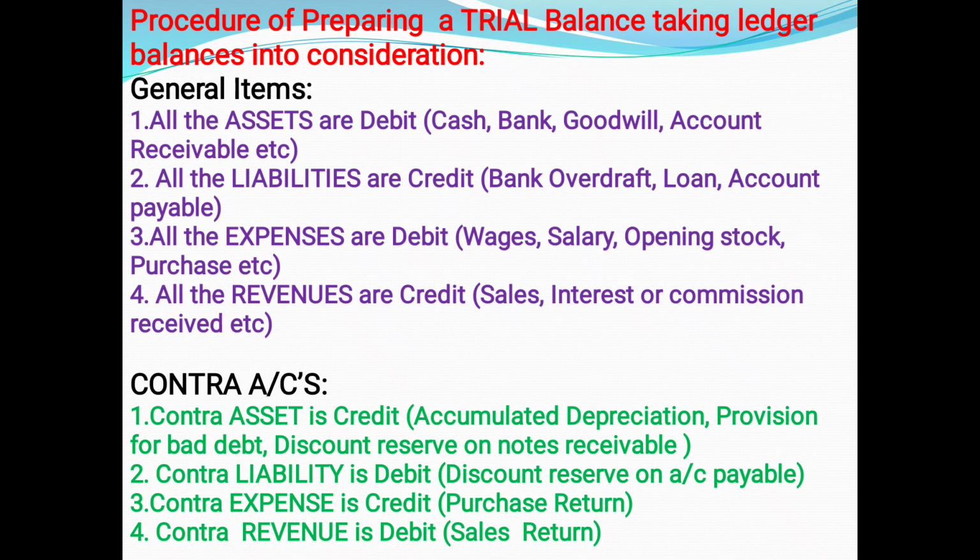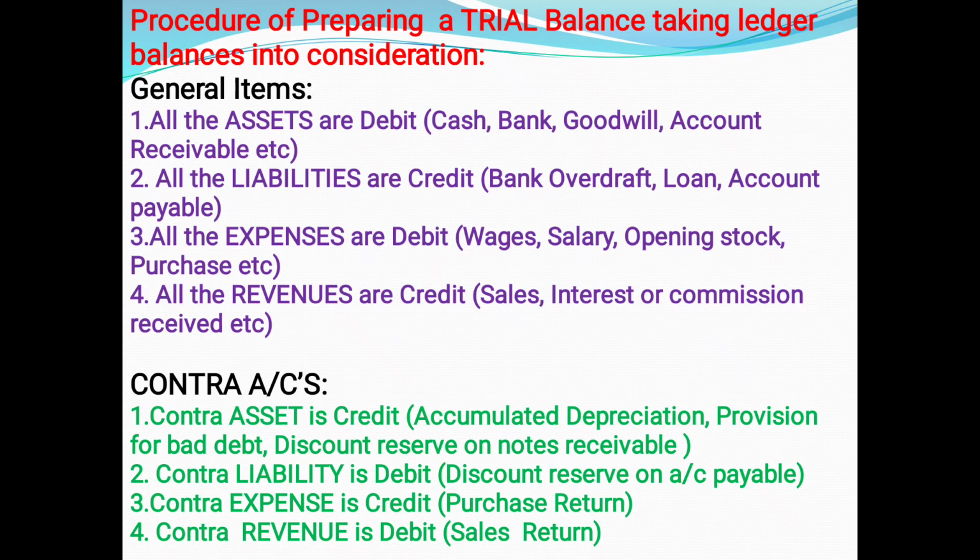Number 4, all the revenues are credit. That is sales, interest received, commission received, etc. Revenue types are direct revenue, indirect revenue or indirect income, direct income, non-operating income. So all types of revenues or incomes are credit at all times in trial balance. These are the general rules of preparing a trial balance.